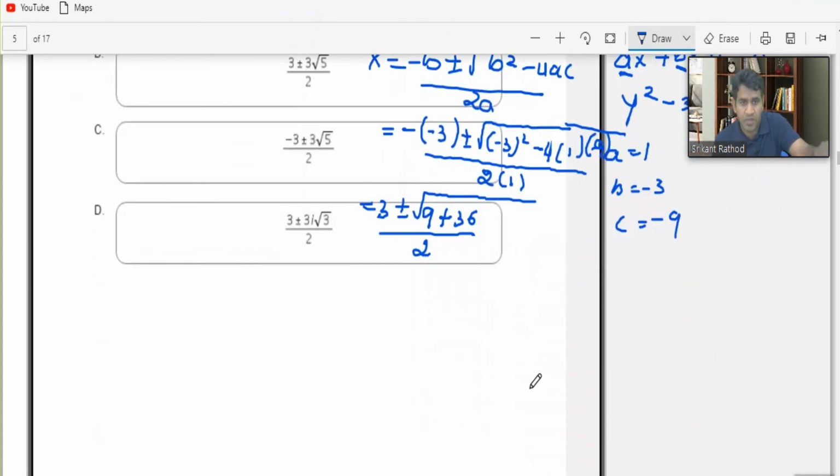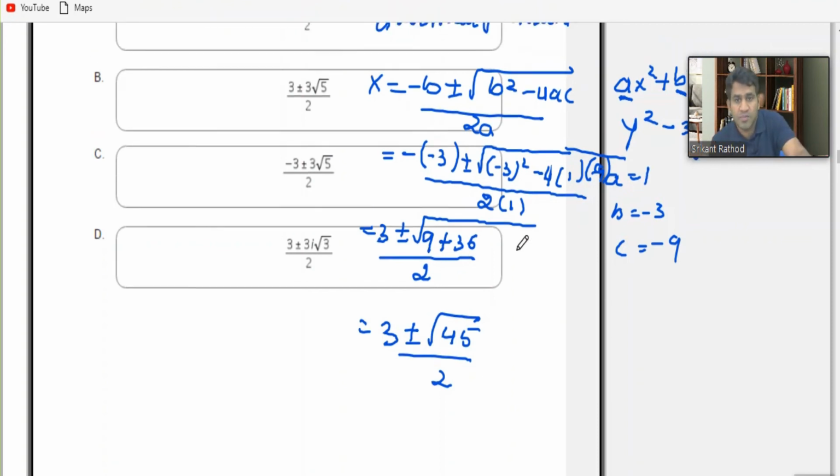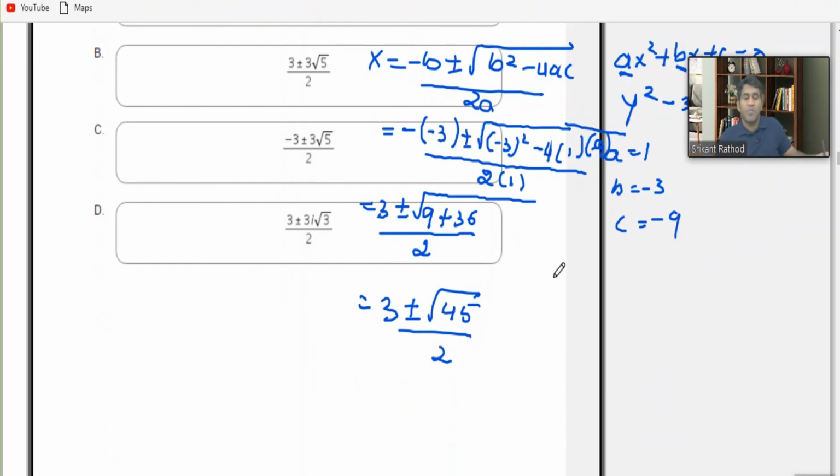Then next, how do you simplify this further? This is going to be 3 plus or minus square root of 36 plus 9. What is it going to be? 36 plus 9 is 45, divided by 2. But look at the options, 45 is not an option. So how can you write 45 further? How can you simplify 45 further?